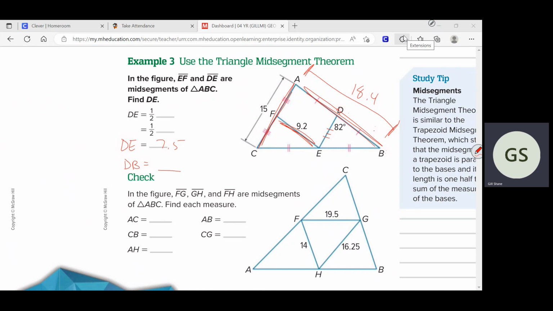So we would say, again, there's a shortcut to this, but I want to make sure you understand. This times 2 is the whole segment. But then, because I have the midpoint here, these have to be equal. So I then divide by 2 again. So that would also be 9.2.